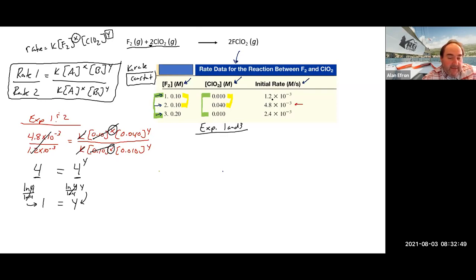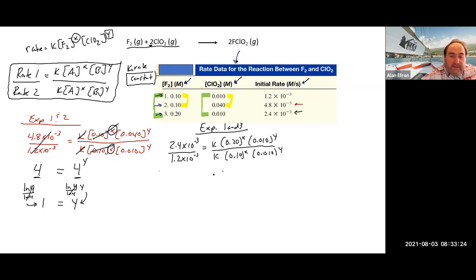Upon analyzing experiments 1 and 3, I see experiment 3 has the larger rate. So I'm going to put experiment 3 up on top. So we're going to do the same thing. 2.4 times 10 to the minus 3 is equal to K times our 0.2 to the X, our 0.01 to the Y. And now I'm going to put everything from experiment 1 on the bottom, 1.2 times 10 to the minus 3. Okay. And again, I'm getting these numbers from the table.